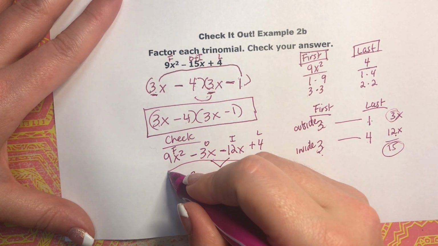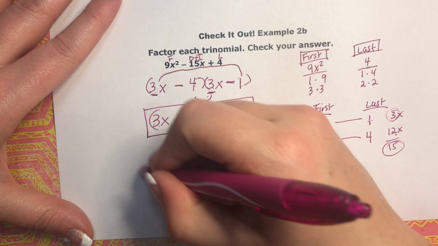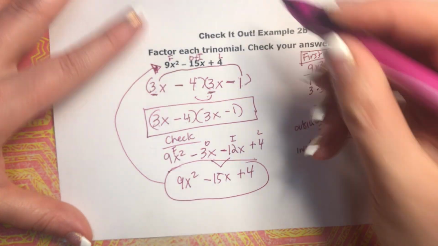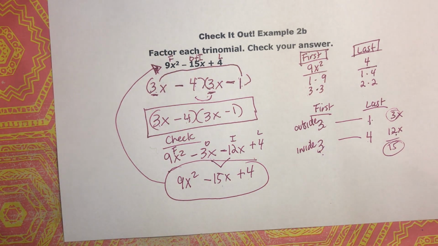And yeah, if we look, 9x squared minus 15x plus 4, we got the same thing. Woohoo! All right, on to the last one.